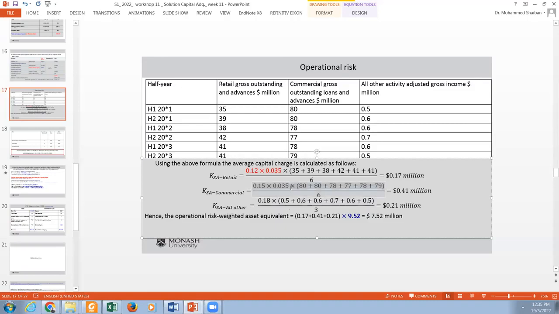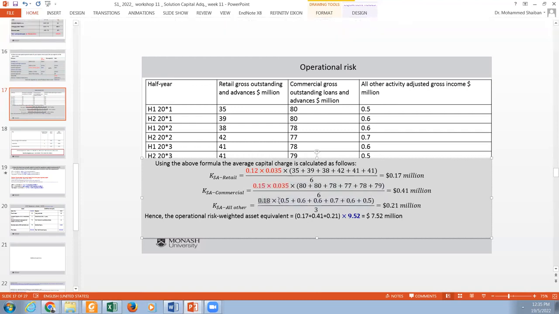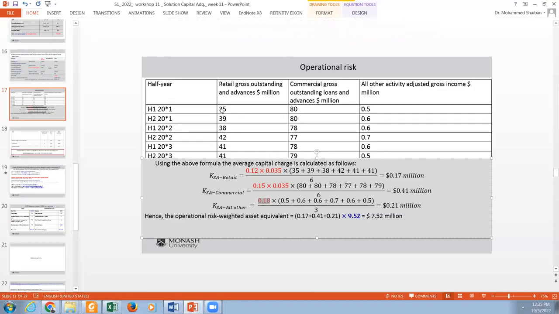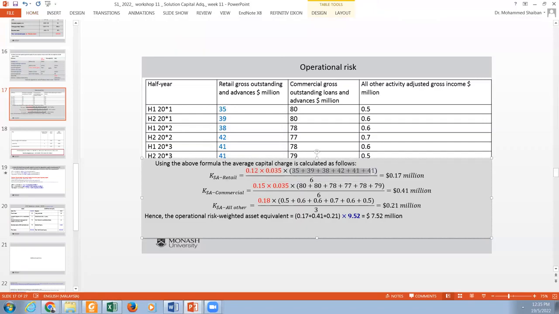Then I'm taking this one, and this one. You don't multiply by 3.5 for other businesses. This is how they designed it. Then you have to take all of those for the retail banking, and just add them here. So this actually is this. Add them here.